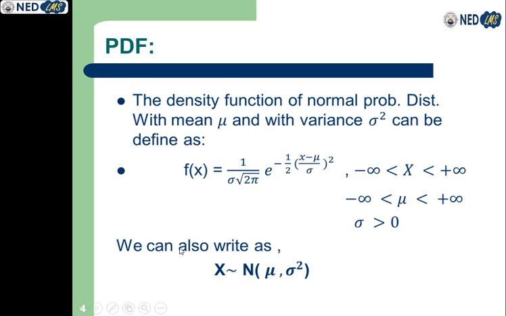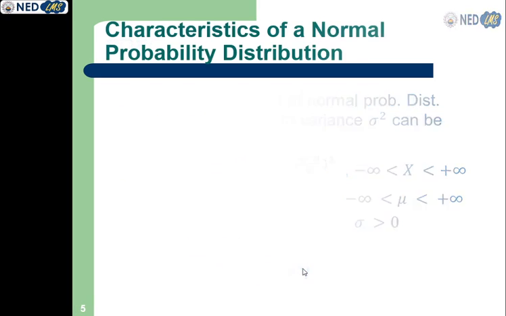So we can write the above density function as x follows normal distribution with mean mu and variance sigma square. This is the standardized method. If we are not going to write this PDF or learn this PDF, it is very difficult. So the density function of the normal distribution depends upon two parameters, the mean and the variance, and we can write x follows normal distribution with mean mu and variance sigma square.